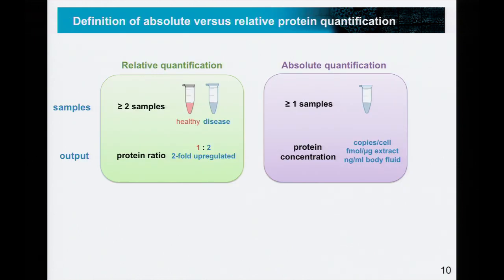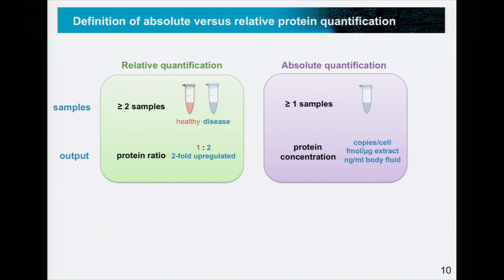Okay, just to bring everybody to the same page, what's the definition of relative and absolute quantification? So in relative protein quantification, you always need to compare at least 2 samples. You can have more than 2 samples, but it needs to be at least 2. And the output that you want to generate is always a protein or PTM ratio.